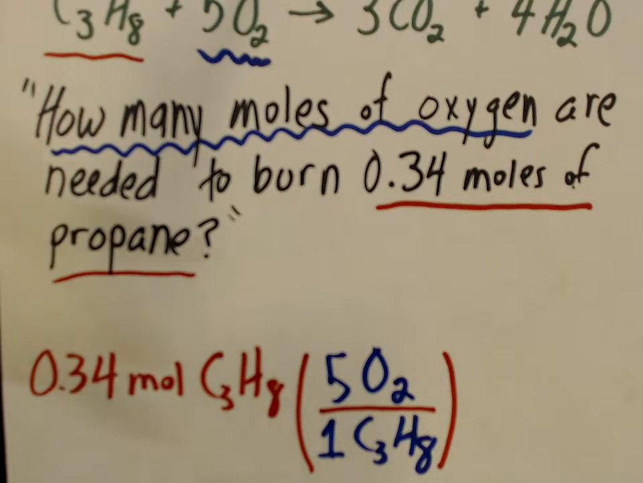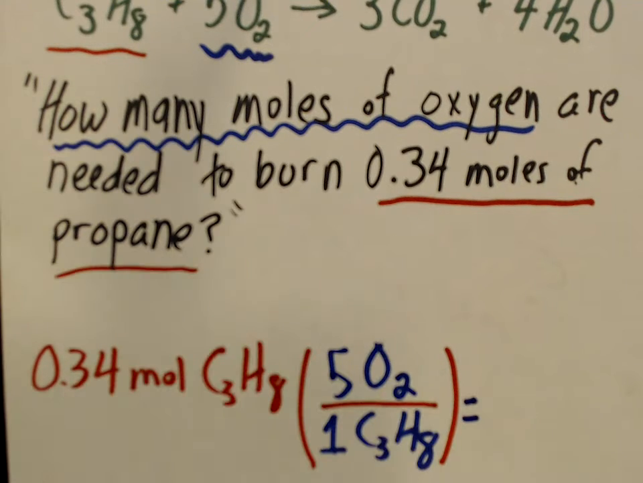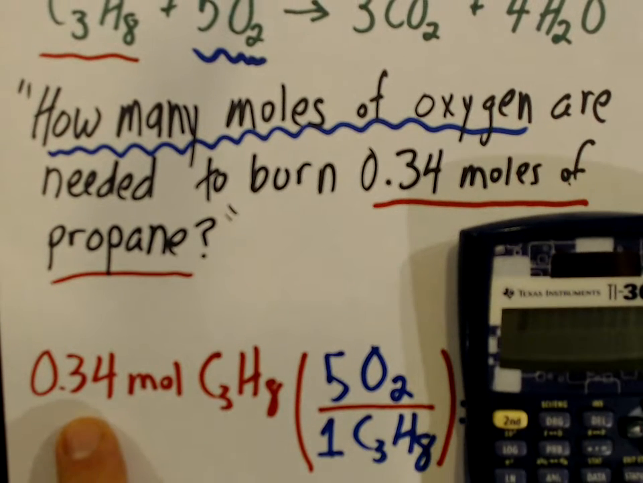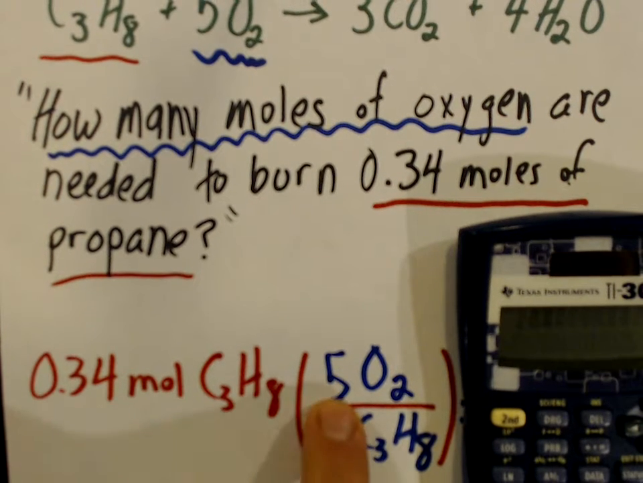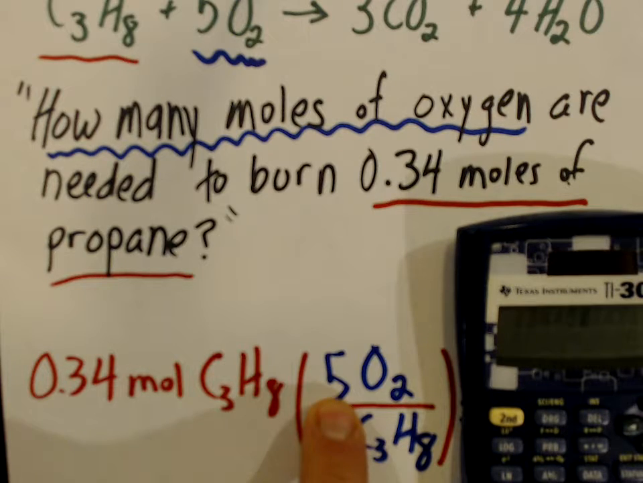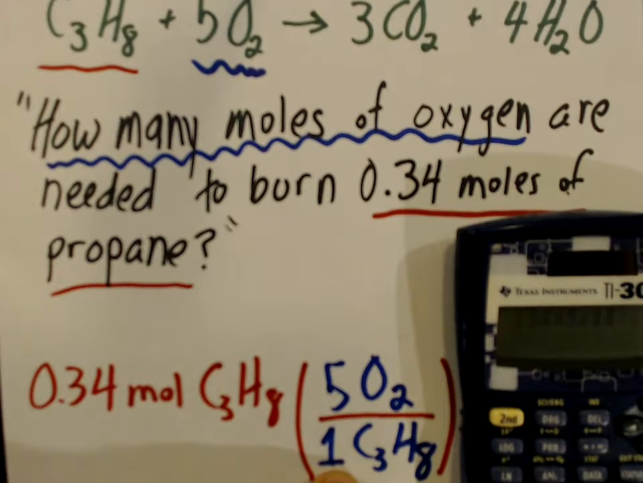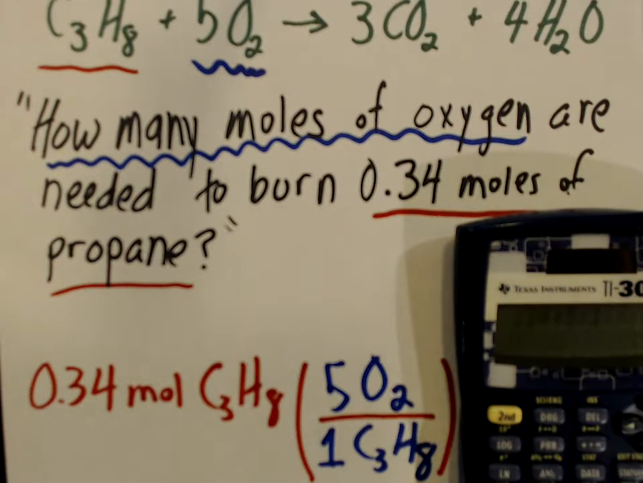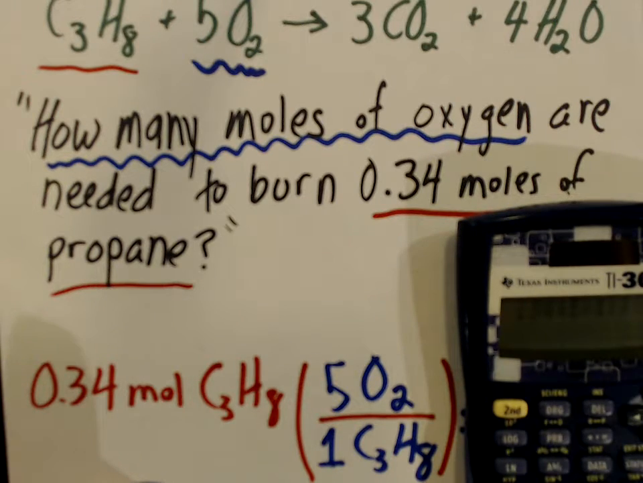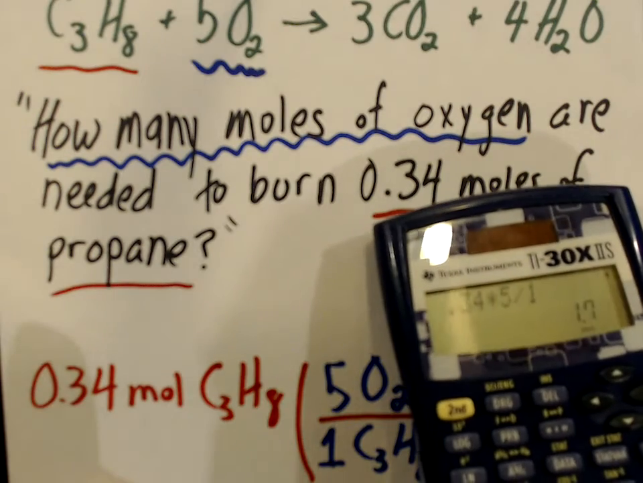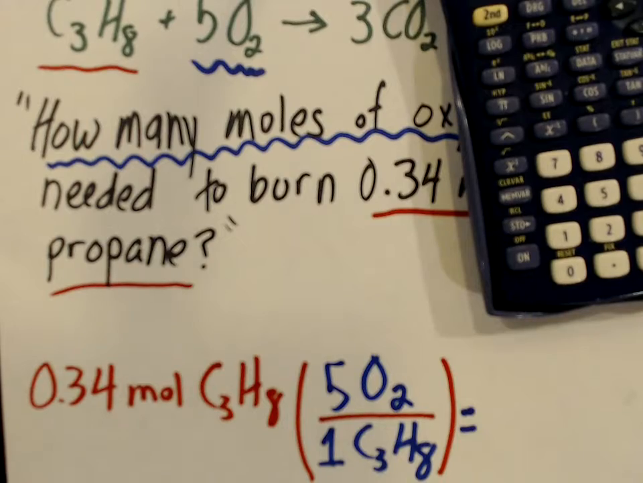Now we have a mathematical expression which we can solve. And this is where our calculator will come in handy. And so we take the 0.34 and we multiply it by 5 and we divide it by 1 and we hit enter and we get a correct answer. And that correct answer, there we go, is 1.7.